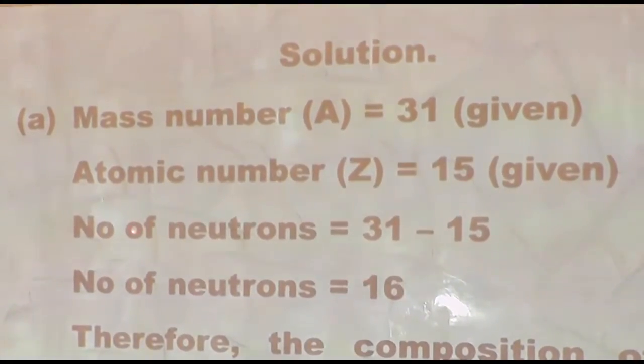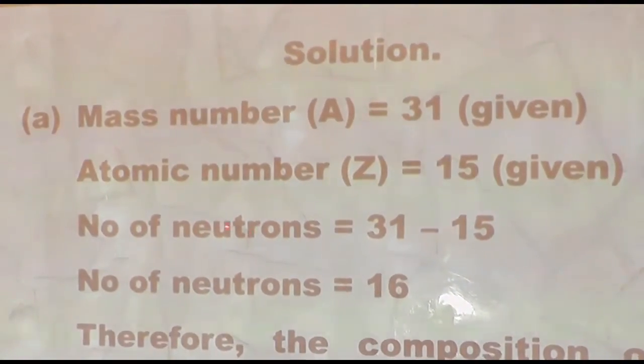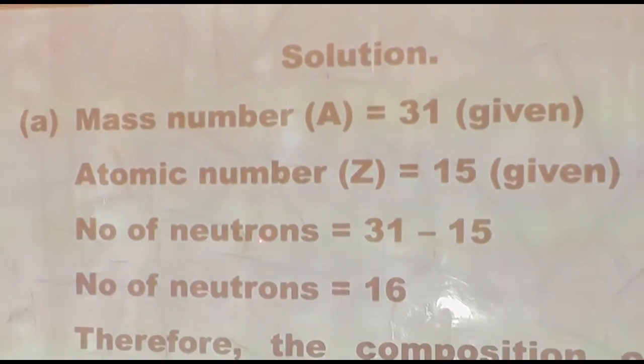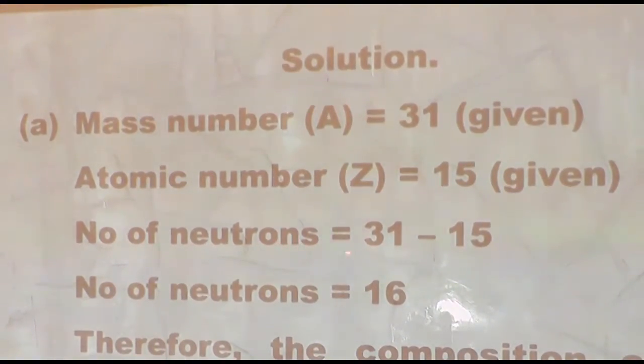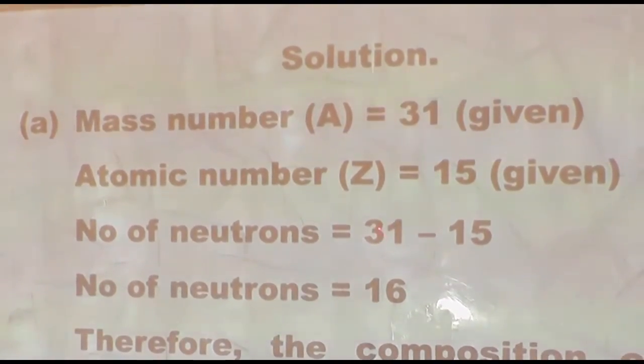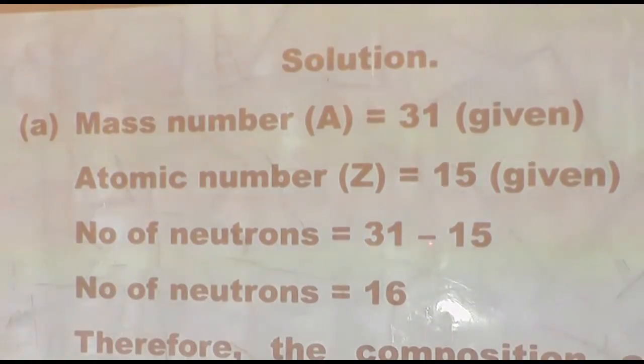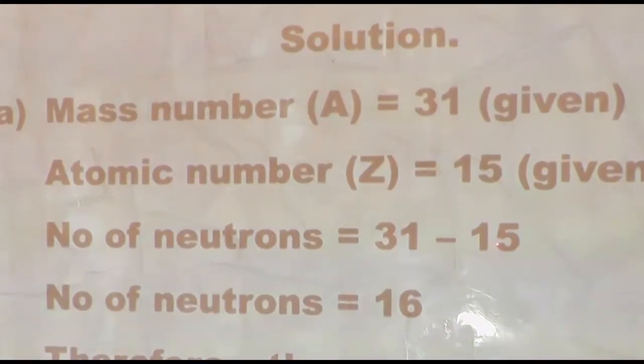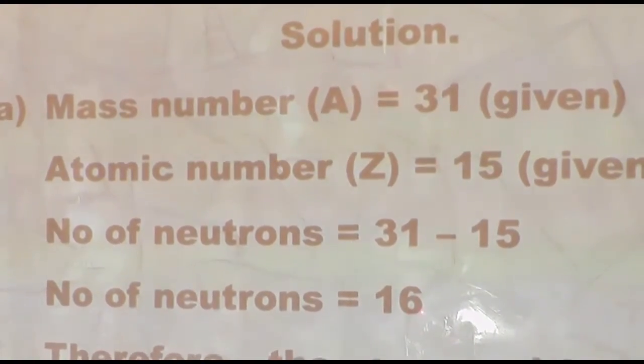And from our previous classes, we said that number of neutrons is equal to mass number minus atomic number. Therefore, number of neutrons now is equal to 31, which is given as the mass number, minus 15, which is also given as the atomic number, which also represents the number of protons. Therefore, number of neutrons now is equal to 31 minus 15, which gives us 16.